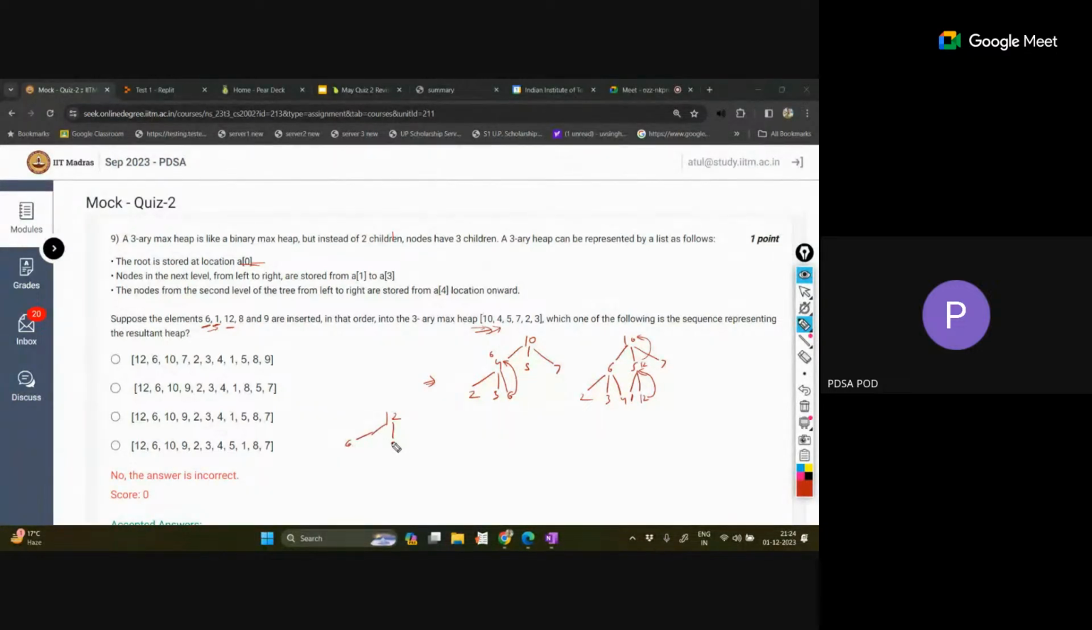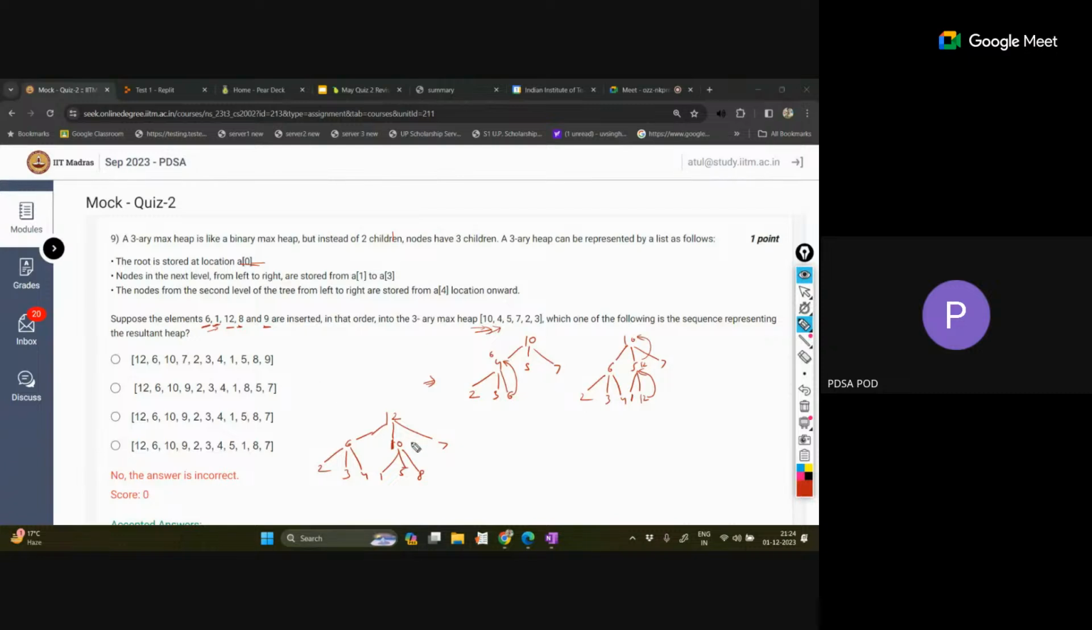6, this will become 10, and then 7, and this 2, 3, and 4. So this will become 1, and this will become 5, the second child. So now this is a max heap. Now we will add 8. If we add 8, you can see that this is following the rule. Parent is greater, no problem.